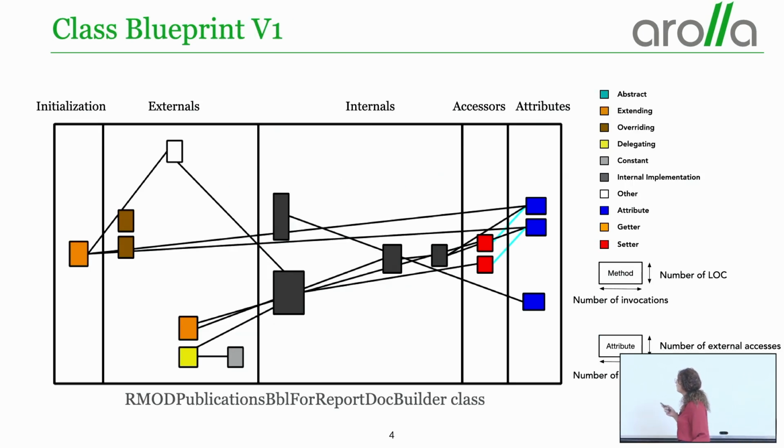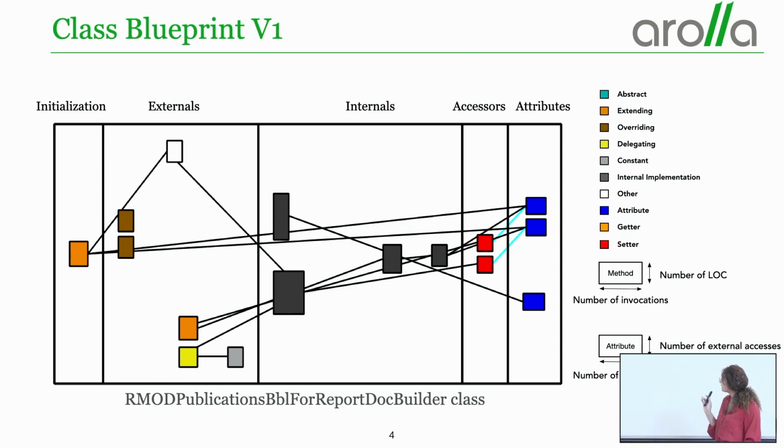Now, as you can see, here is the original visualization, which was first created in the early 2000s. It is based on 5 layers. We have the initialization layer, which holds initialization methods, or what we call in Java constructors. We have the externals layer, which holds the public interface of the class. We have the internals layer, which holds the private methods. Then we have the accessors and the attributes. Of course, the visualization is based on a node link diagram and colors attributed to each method, where each color represents a method type.